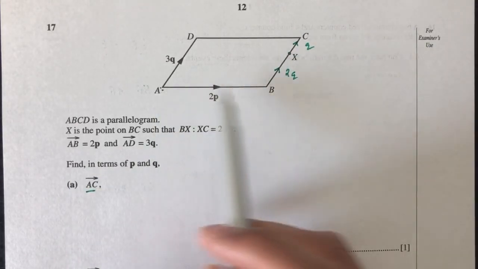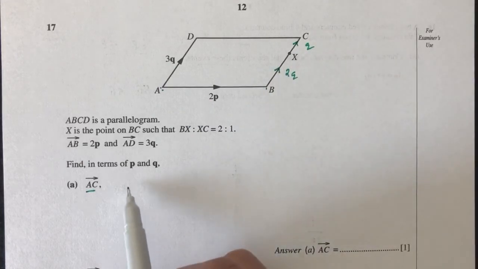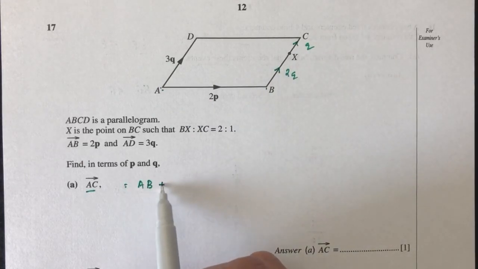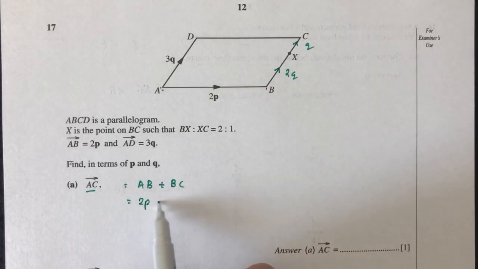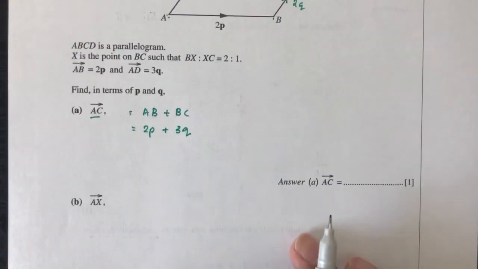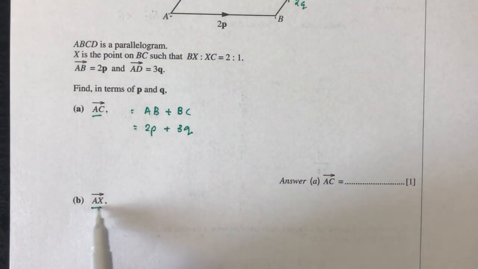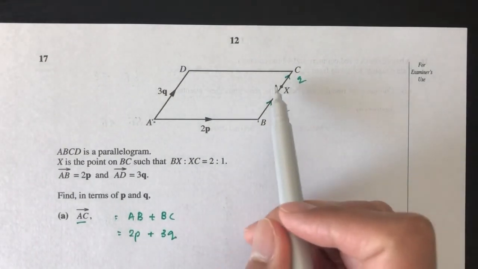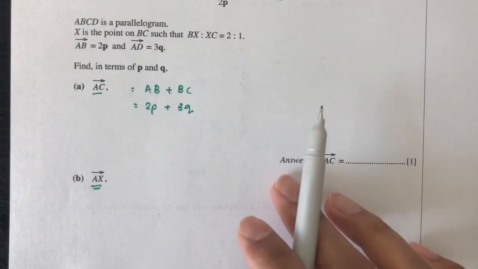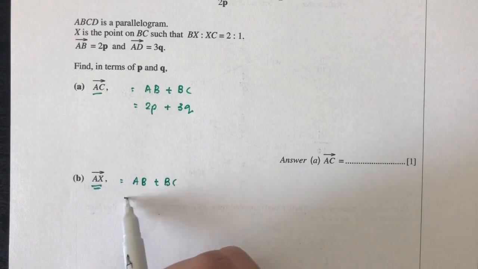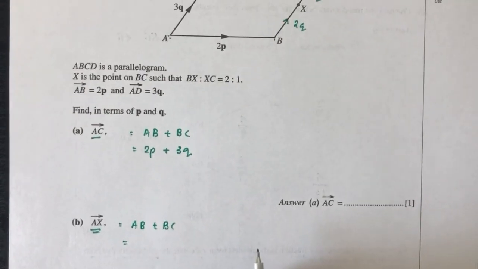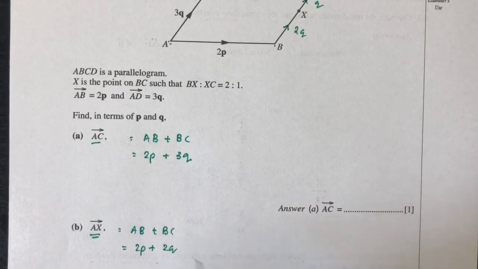AC: A go to B, B go to C. So AB plus BC. So AB is 2p plus 3q. That is your answer for part A. Part B, find AX. AX will be AB plus BX. So AB is 2p, BX is 2q.